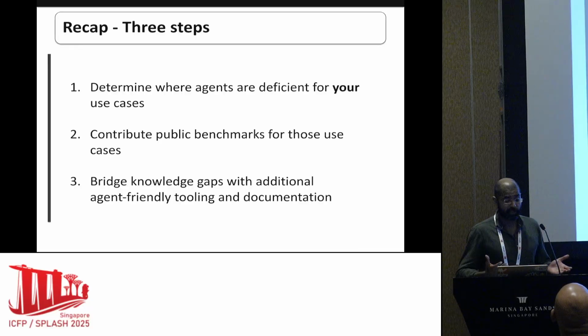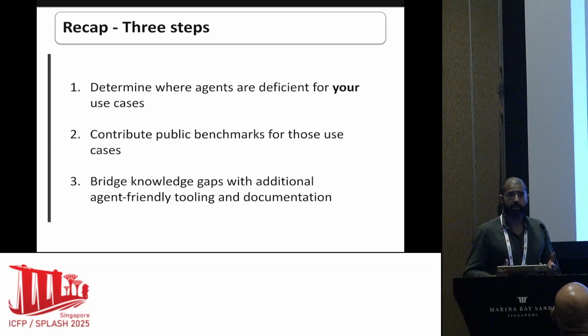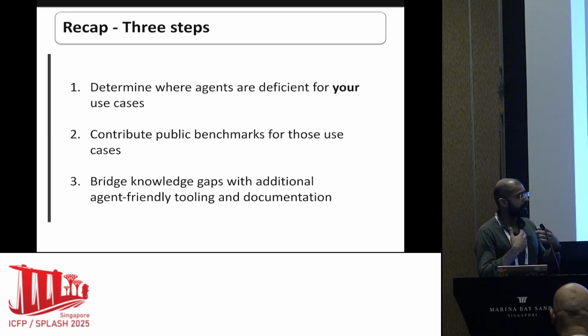And so we've got 3 steps. First is we need to understand where they are weak for the use cases we care about, and everybody's going to have slightly different use cases. We need to then contribute to public benchmarks with those use cases. And then we need to try and bridge that knowledge gap by providing agent-friendly documentation and tools as a community. And that's something that we need to coordinate and do more work on. And by doing that, we can hopefully narrow that gap.